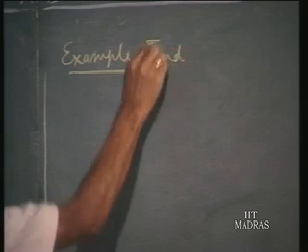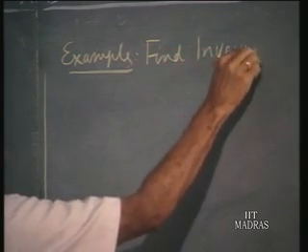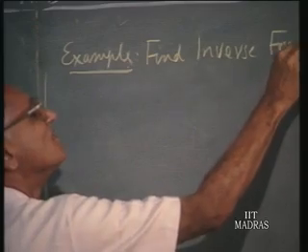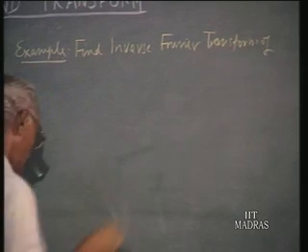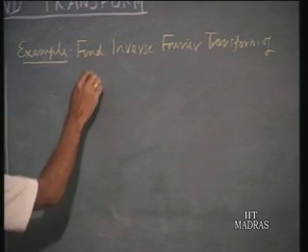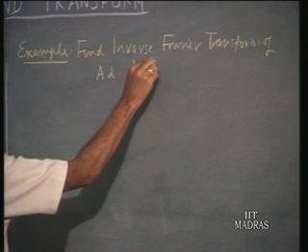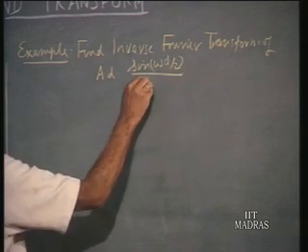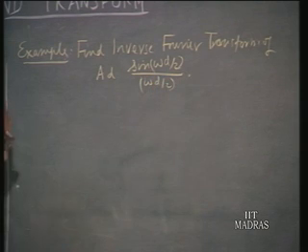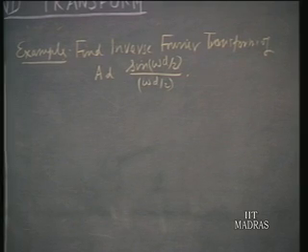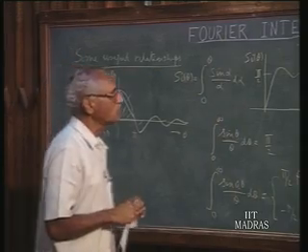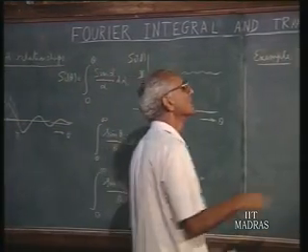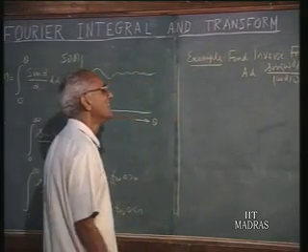Find the inverse Fourier transform of A d sin(omega d/2) by (omega d/2). We know the result. We know that A d times sin(omega d/2) by (omega d/2) is a Fourier transform of a pulse function of amplitude A and width d centered around the origin. But we would like to find this out independently. So, let us do this.